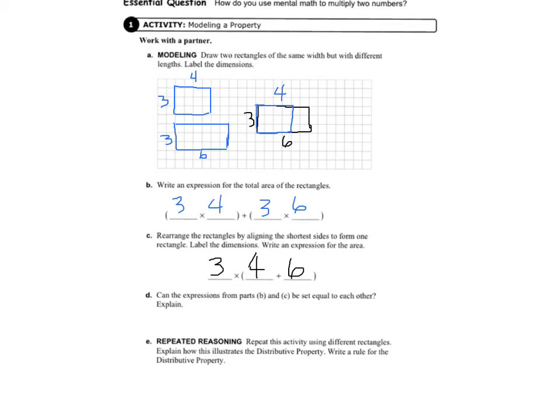And then it asks, can the expressions from parts B and C be set equal to each other? So that means, are they equal to each other? And then explain. So our answer has to be yes, because we have the same two rectangles. They're just sitting on top of each other.